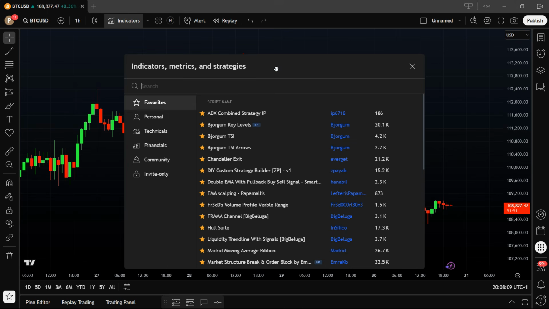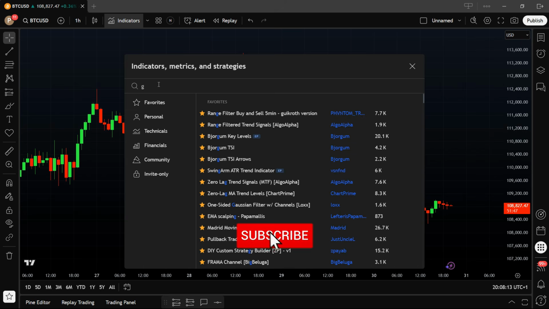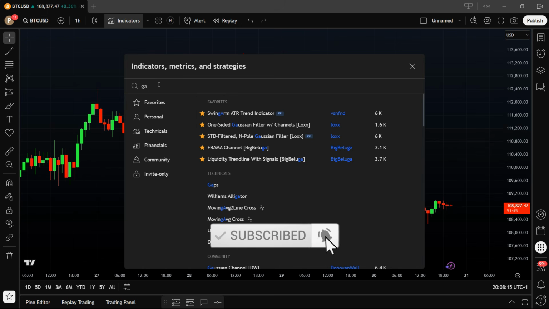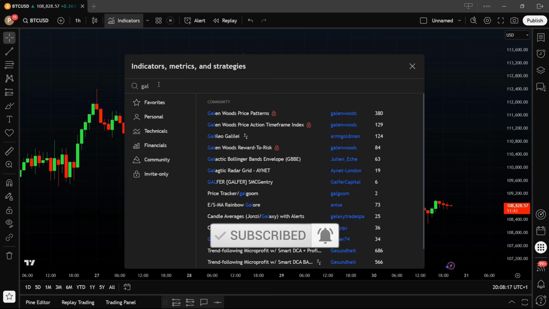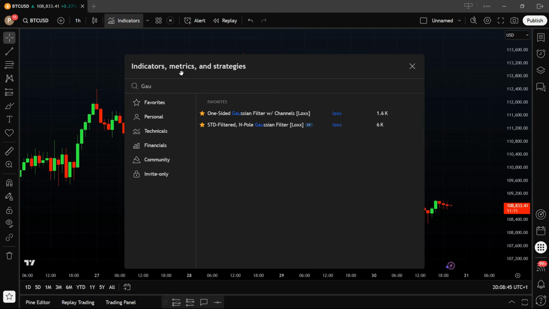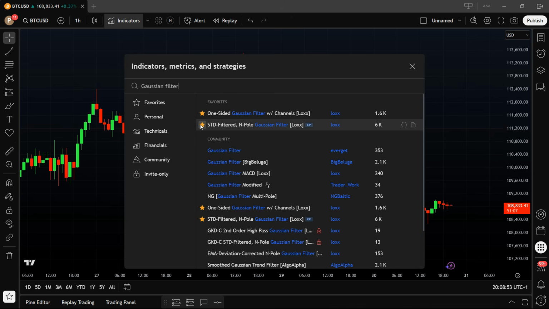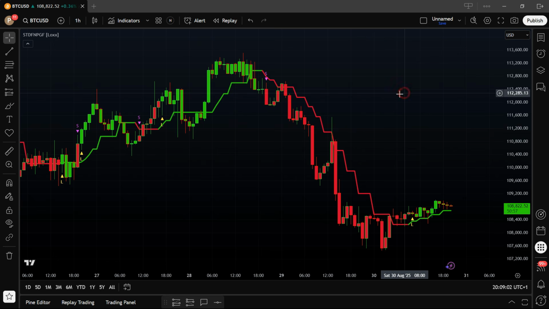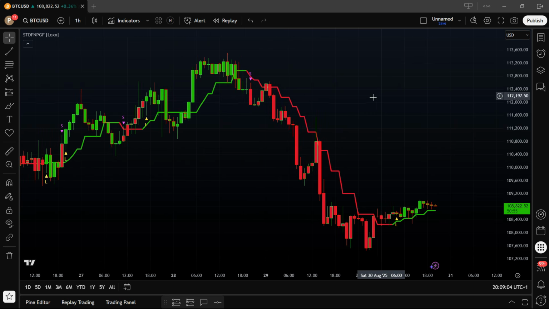All right, with that said, let's get our chart set up. We'll be working on the 1-hour time frame for this swing-style approach. The first thing we need to do is add our 3 indicators. Go to the Indicators tab. First, search for Gaussian Filter and select the one called STD Filtered N-Pole Gaussian Filter by Locks. This will be our main trend indicator. When the line is green, we're looking for buys, and when it's red, we're looking for sells.